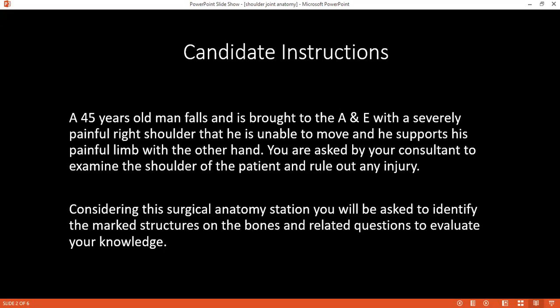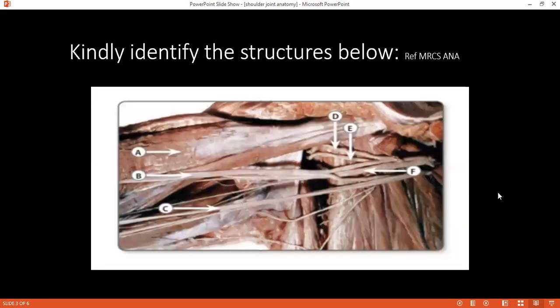Right. So if you have read and understood, considering it a surgical anatomy station, kindly tell me if you can identify what region we are looking at. We're looking at the right shoulder, the brachial plexus. Can you please tell me how the brachial plexus is formed? It's from nerves from C5 to T1.